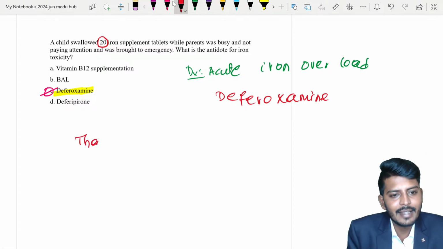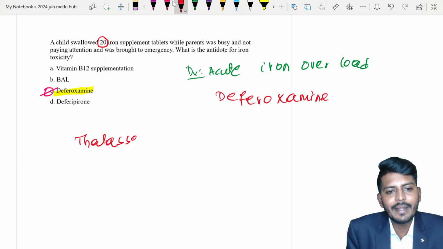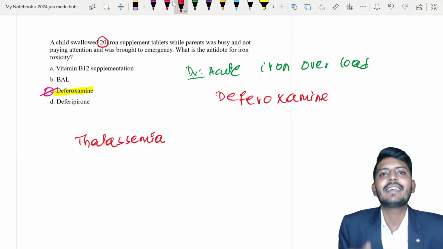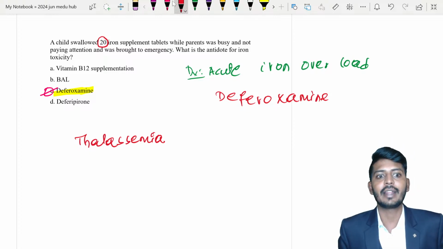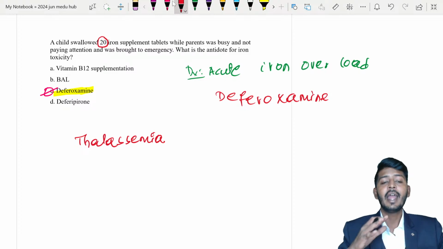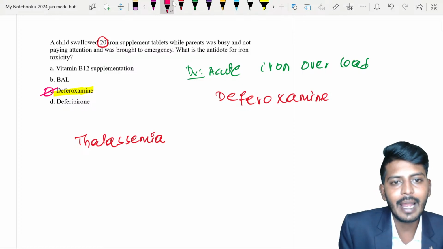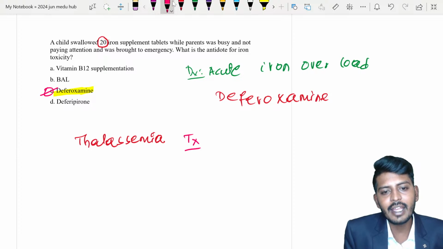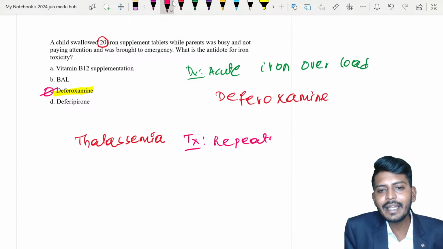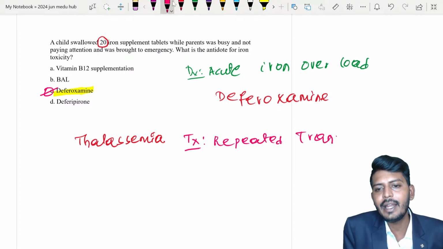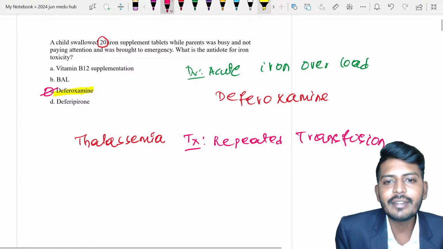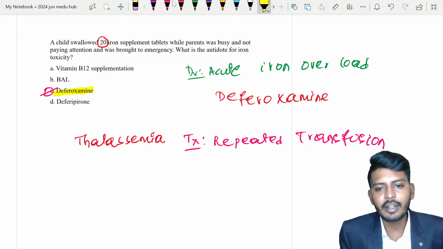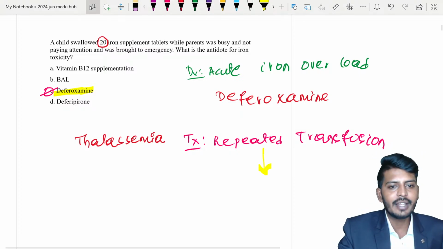Remember, for example, thalassemia. What happens in thalassemia? Either the beta chain or the alpha chain of the hemoglobin is absent. Because of that, healthy hemoglobin is not there, so the treatment is repeated transfusion. And when you give repeated transfusion, what can it lead to?